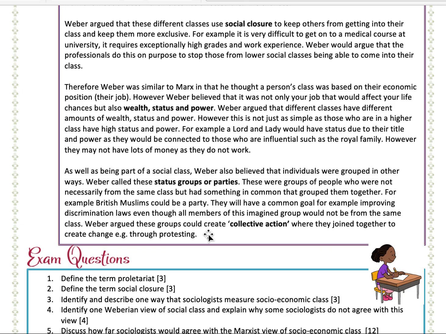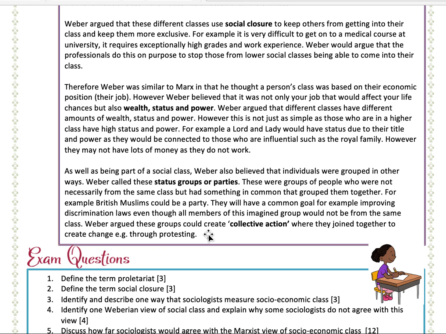Also, we have this idea of status groups or status parties. These are people that have things in common and have a certain common goal, but it's not necessarily to do with their same social class group. So one example could be British Muslims, or working mothers. It's something that puts all people from that group together, they have a common goal, but it's not necessarily that they're from the same social class group.